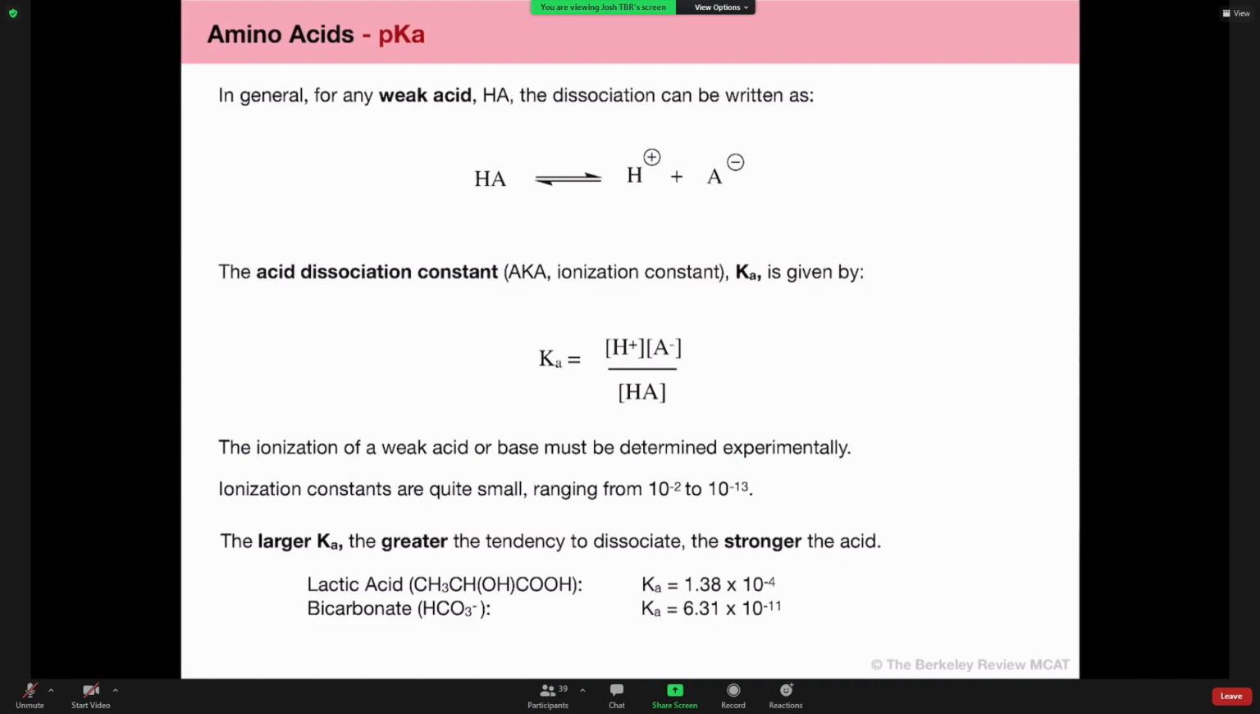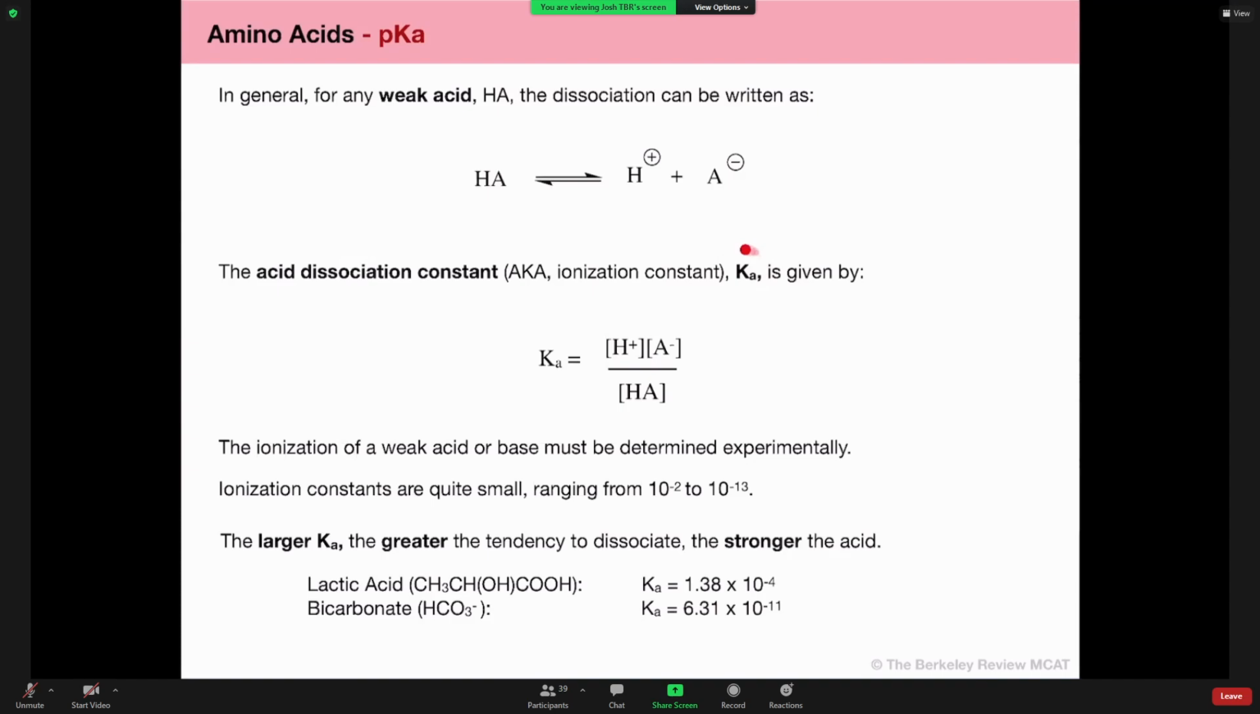Okay. And so when we talk about pKa, it's good to understand where it comes from, right? So in general, for any weak acid, HA, you can write the dissociation: HA is in equilibrium with the proton and the conjugate base, right? Okay. And so the acid dissociation constant, Ka, you can simply write as the concentration of hydrogen times A minus over HA, right?